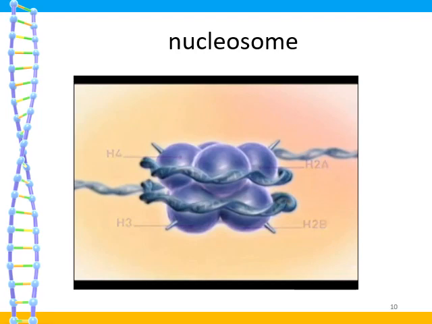They contain 8 subunits: 2 H3, 2 H4, 2 H2A, 2 H2B. So from each of H3, H4, H2A, H2B, we have two subunits. So a complete set of 8 subunits makes up the histone core, and then the DNA turns around this core of histones twice to make the nucleosome.